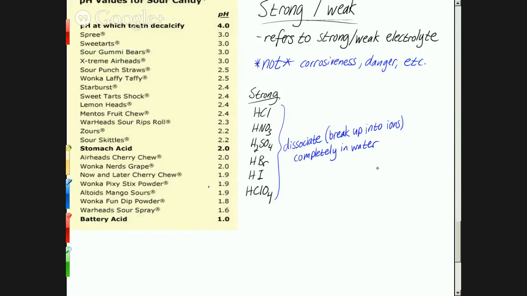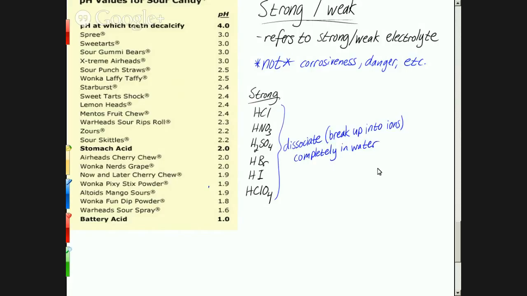Completely in water. So that means that none of them is any stronger than any other one, because they all break up completely in water. So if you have 1 molar HCl, and you put 1 mole of HCl in a liter of water, then you have 1 molar HCl, which has a pH of 0, because 10 to the 0 is 1. Same with any of these other ones.